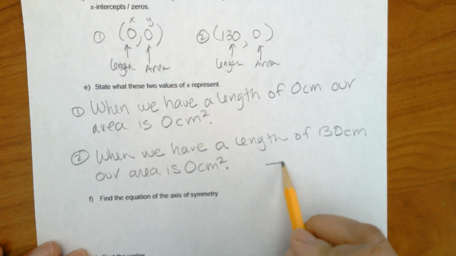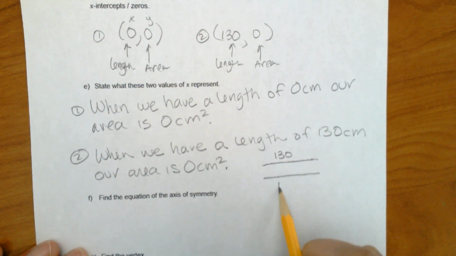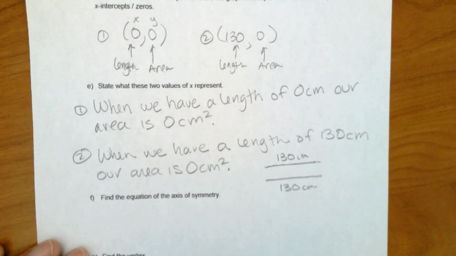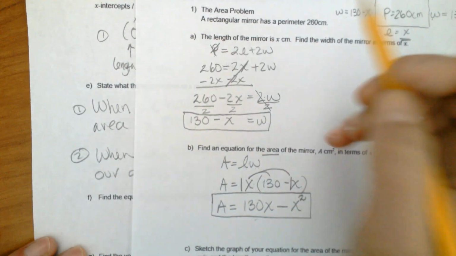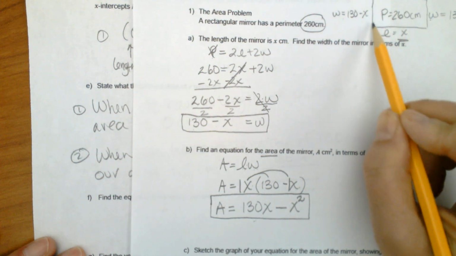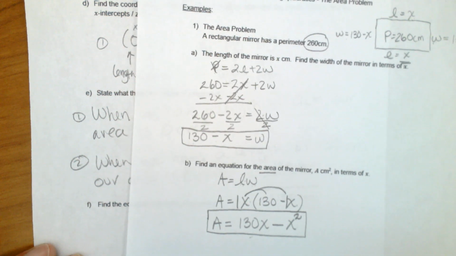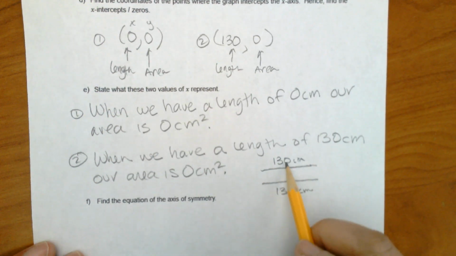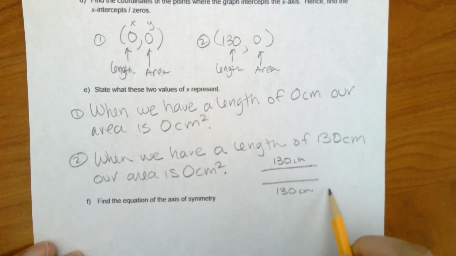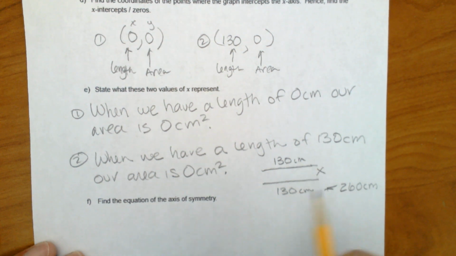So let's draw it. Let's draw a length of 130, and another length of 130. Now, here's the thing that we have to go back to. Our perimeter is 260. So we only have 260 centimeters for us to build this rectangle. That's it. We don't have 261. If we take 130 to do this length and 130 to do this length, what does that add up to? That adds up to 260 centimeters, which means we have no width.